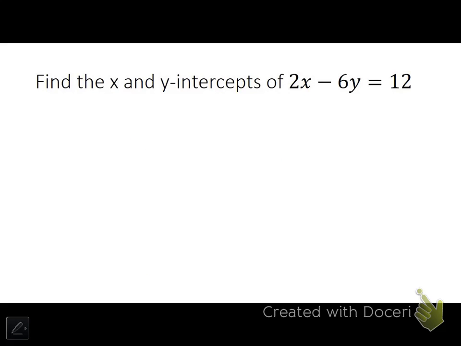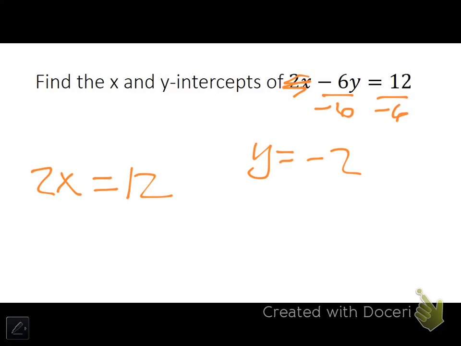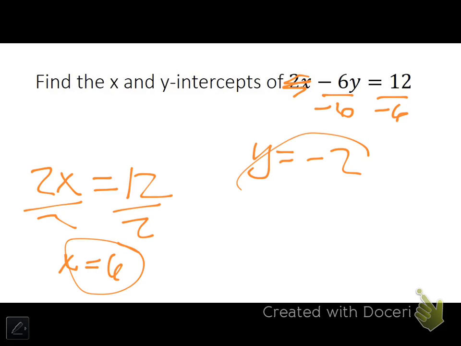Find the x and y intercepts. We do the cover-up method, so let's cover up. Divide by negative 6. So y should equal negative 2. And then the other one is 2x minus. Cover up the 6y, divide by 2. So x should equal 6.